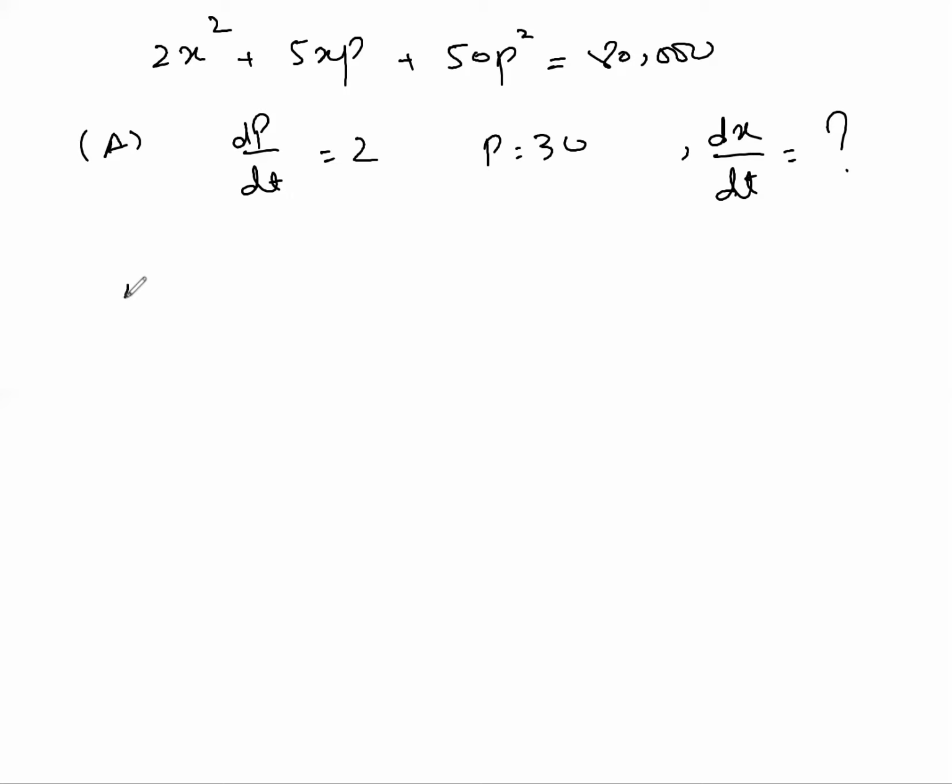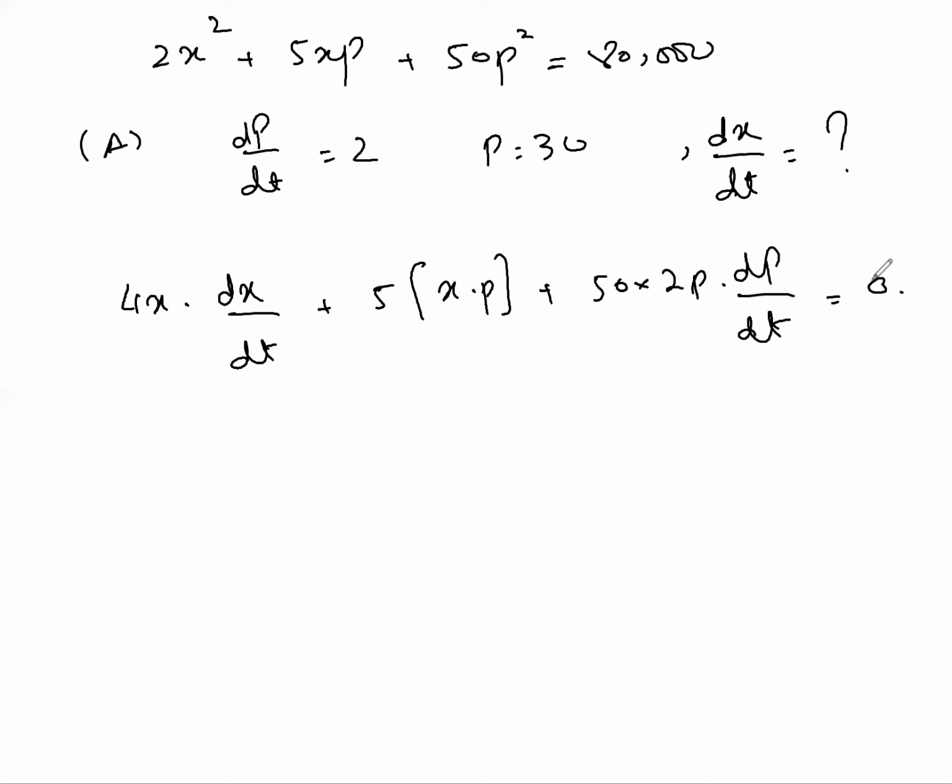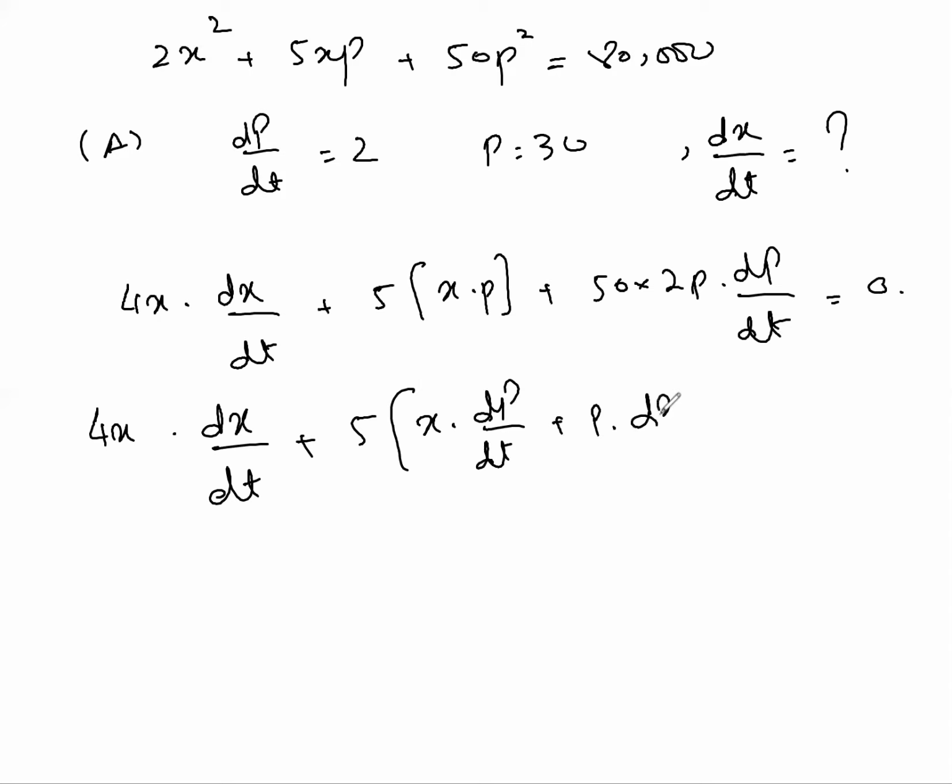So we differentiate it, it will become 4x dx by dt plus 5, here x times p. We apply the product rule, and I explain how we apply the product rule. 5x as it is, derivative of p dp by dt. Now p as it is and derivative of x dx by dt. Here it is 100p dp by dt equals 0.